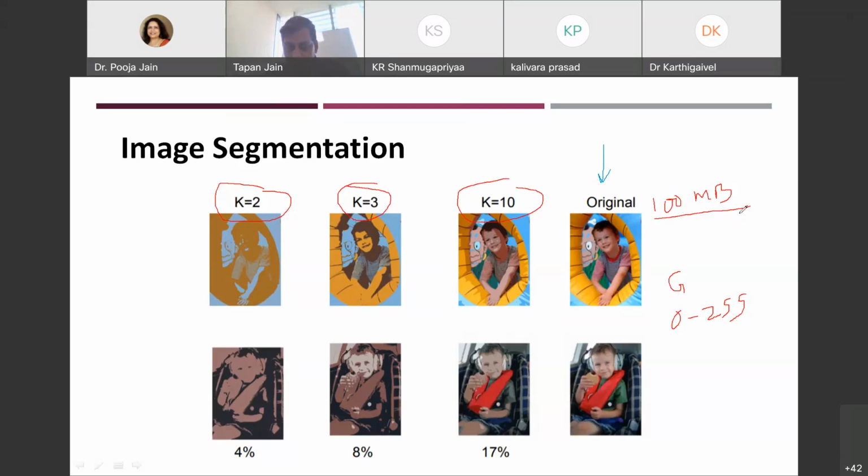20, 100, whatever. If you apply only the value of 2 to the 100 MB image, so if k is equal to 2, the size is only 4 MB. So this is also used for compression, not only segmentation, but also as a compression algorithm. So very good. You can easily apply it where the range is fixed. If you just assume the number of buckets or bucket range and apply this process, you will get a very good result. So one of the applications is image segmentation.